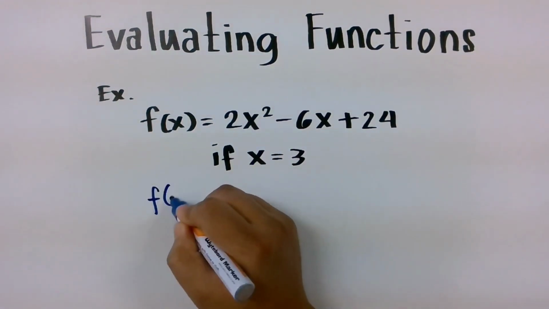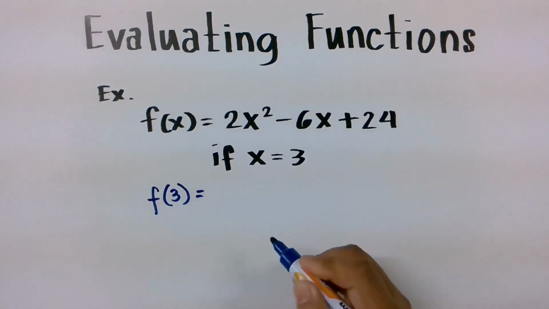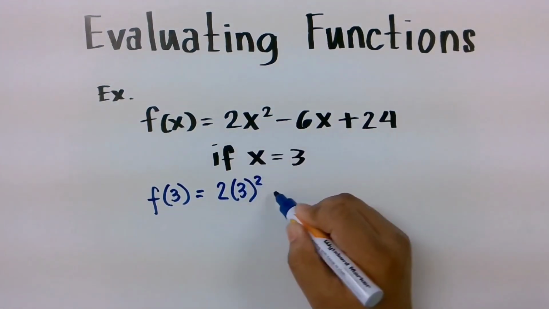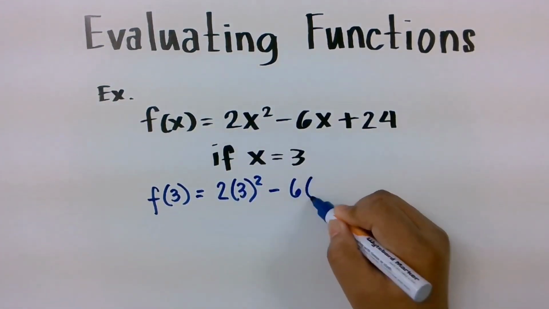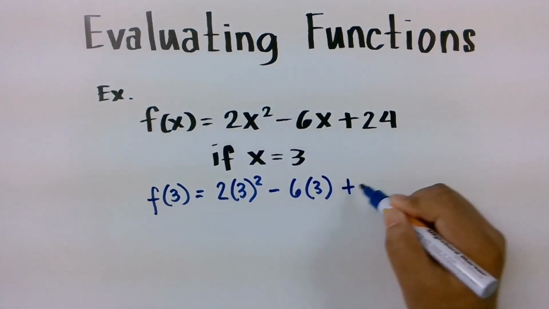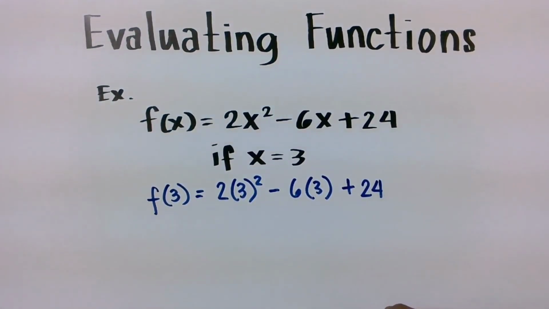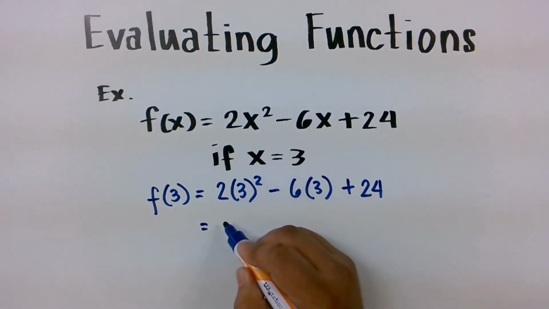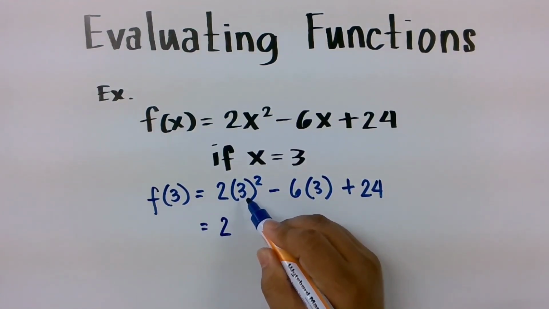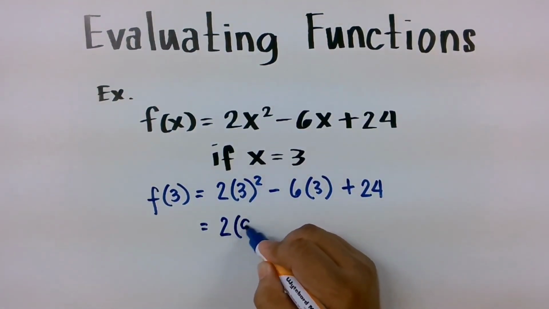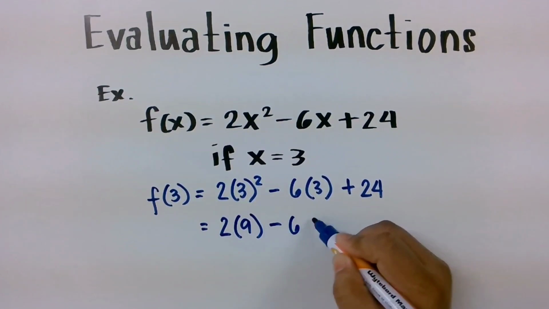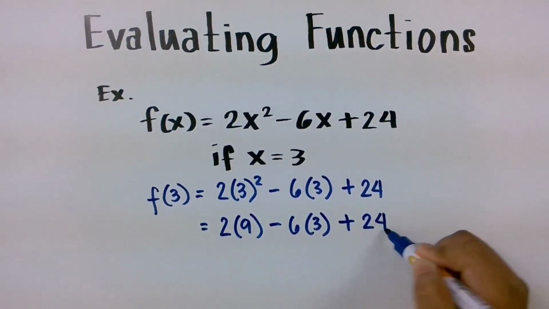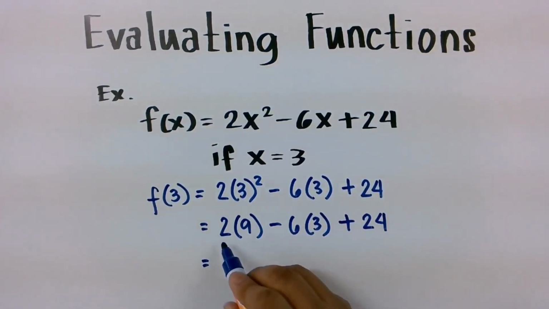So f of 3 equals 2 times 3 squared, okay, minus 6 times 3 plus 24. Okay, so simplify muna natin to. So yung exponent 2, 3 squared is 9. Okay, so 2 times 9 minus 6 times 3 plus 24. Okay, so simplify natin silang lahat.